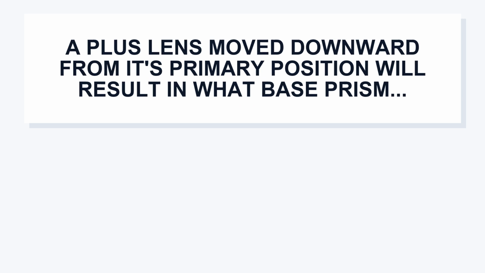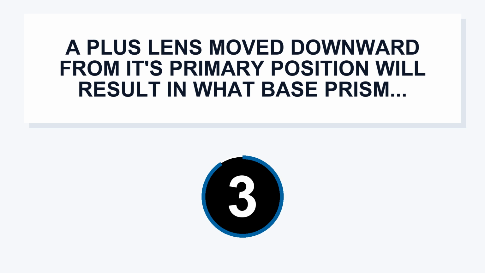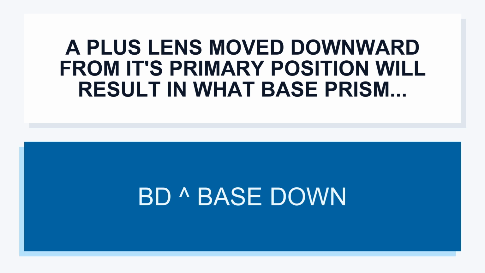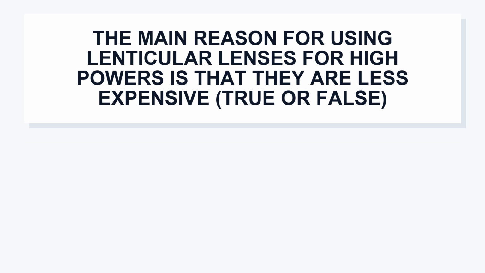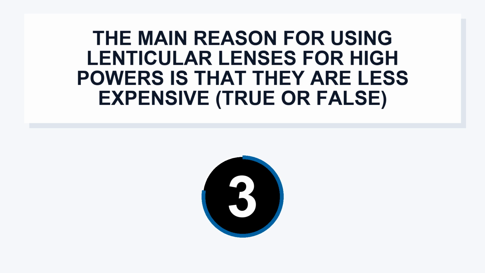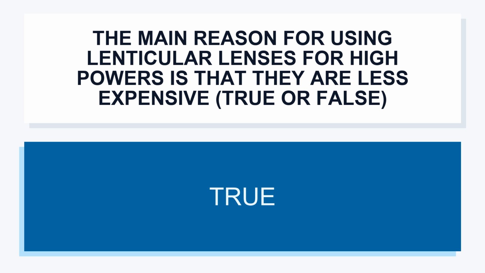A plus lens moved downward from its primary position will result in what base prism? Base down. The main reason for using lenticular lenses for high powers is that they are less expensive. True or false? True.